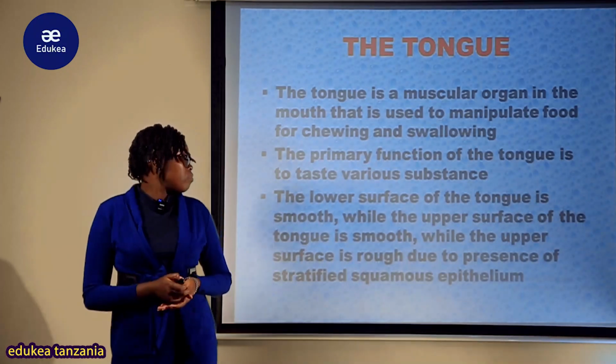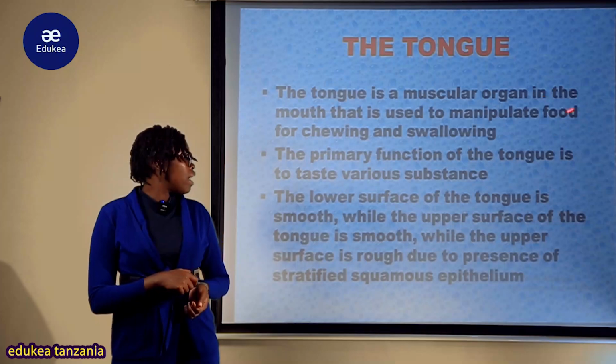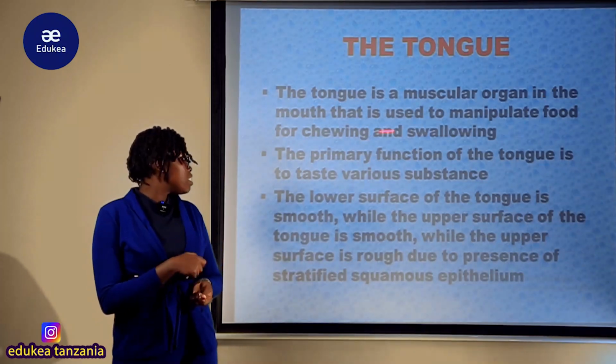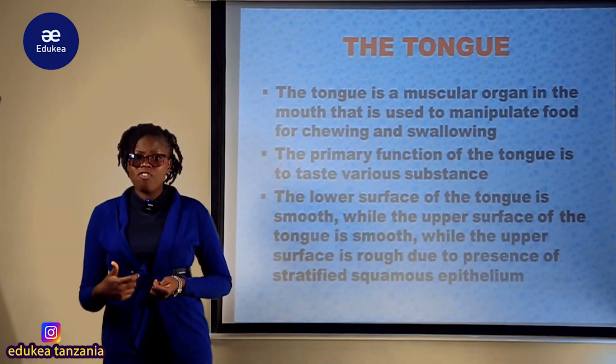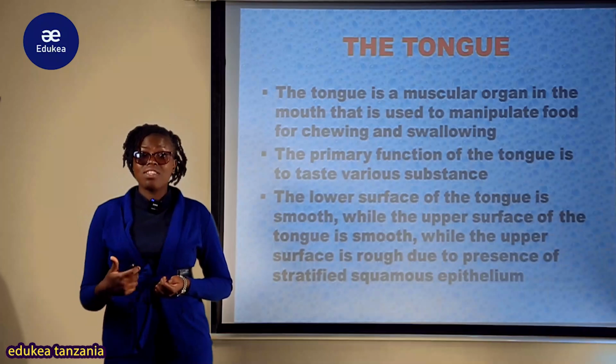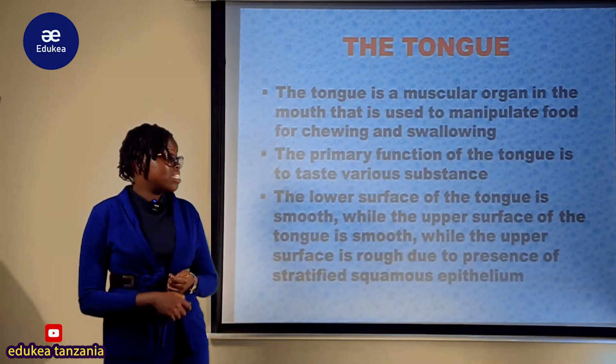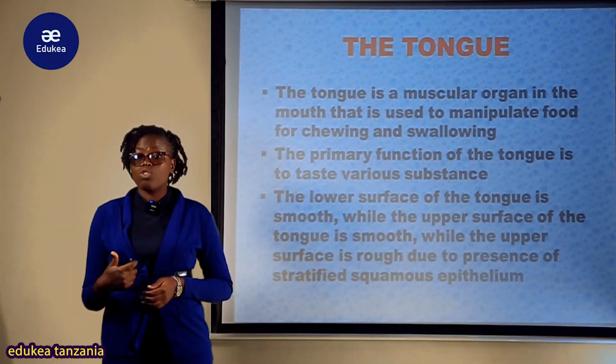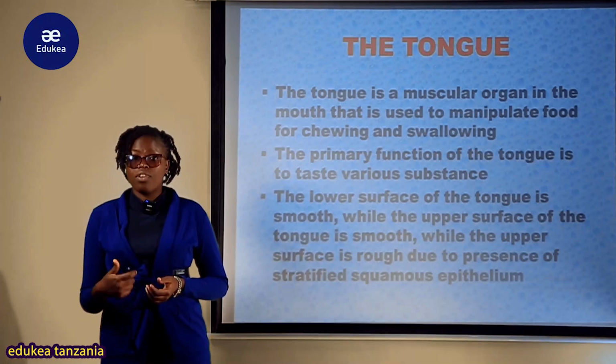So the tongue is a muscular organ in the mouth that is used for manipulating the food. Manipulating the food by how? In the tongue there is this saliva which helps in softening of the food, hence ensuring easy swallowing of the food, and also chewing.